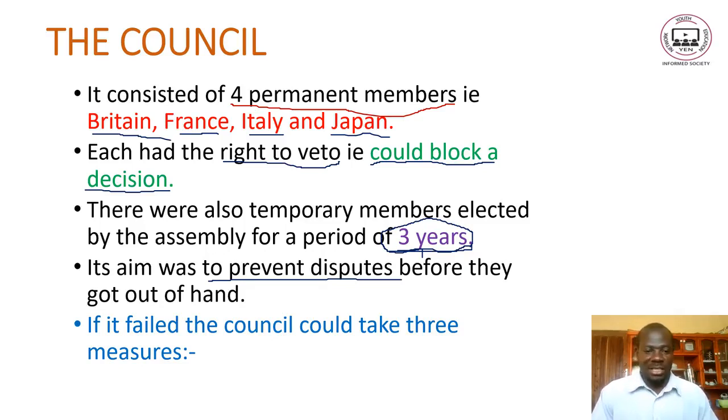So it is there to prevent disputes. So if it fails to take a measure to establish peace, then it could take 3 measures. What were these?